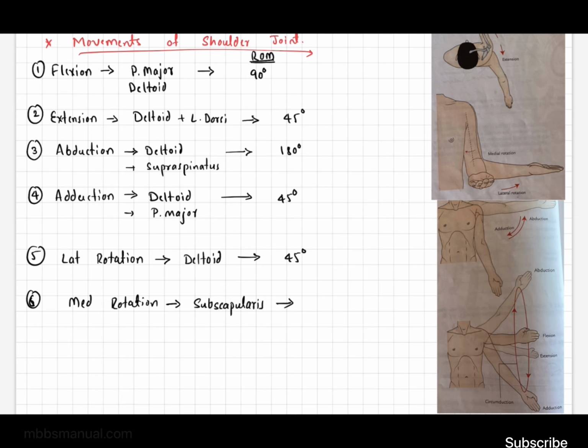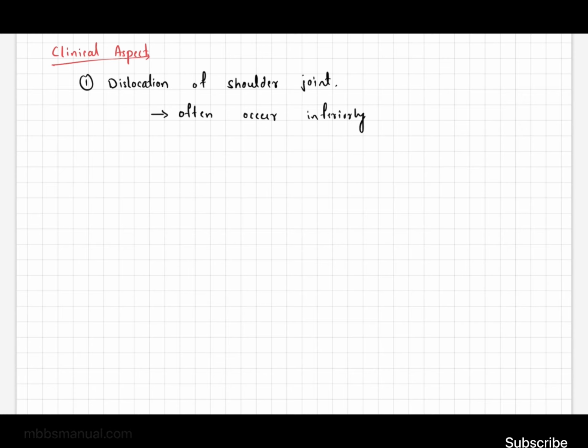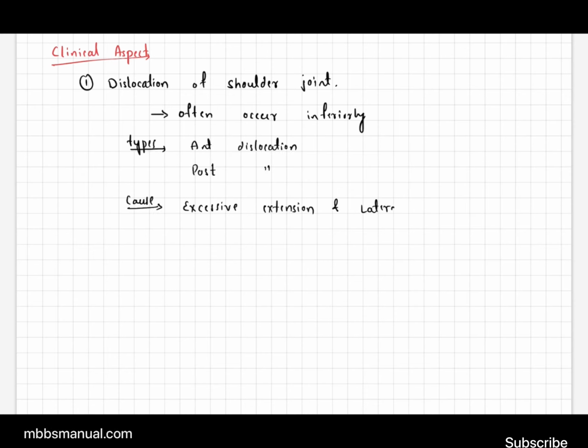Lateral rotation by deltoid, 45 degrees, and medial rotation by subscapularis, and its range of motion is 55 degrees. Clinical aspect. Dislocation of the shoulder joint often occurs inferiorly and it is divided into anterior dislocation and posterior dislocation, and its main cause is excessive extension and lateral rotation.